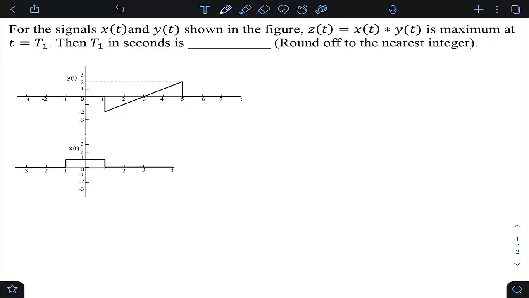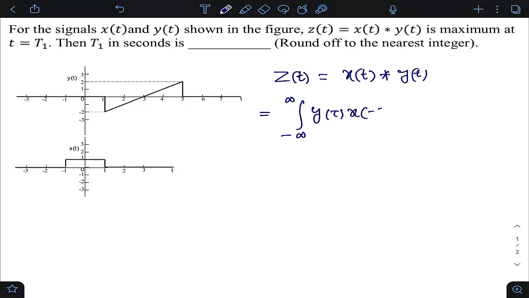So students, z of t is given as x of t convolution with y of t. If you expand its convolution integral, it is minus infinity to infinity y of tau x of minus tau plus t d tau. You can write this as x of tau into y of minus tau plus t. But the x of t waveform is given as a square waveform, a rectangular pulse. So folding and shifting are a bit more convenient in a rectangular pulse compared to other pulses. That's why I am selecting this for folding and shifting, although I would have the option to do this as well.